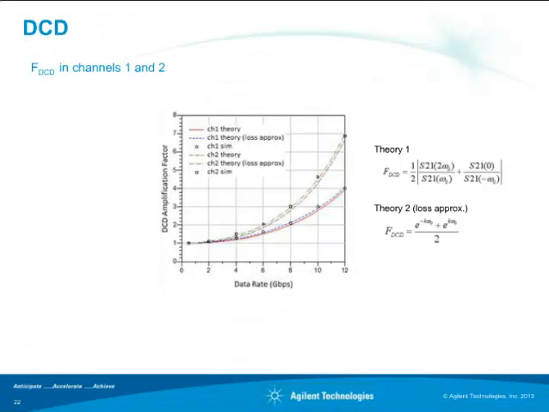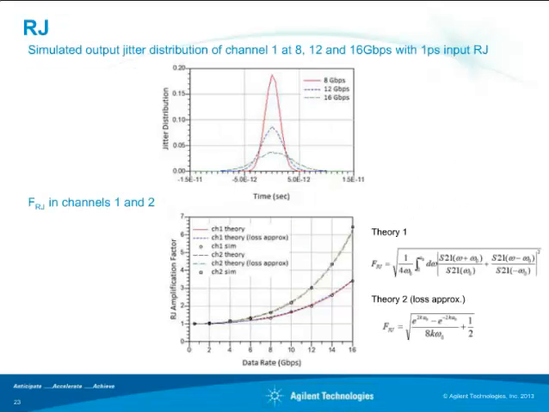Here is the result for DCD in channel 1 and 2 at different data rates. And again, we use 2 formulas to calculate the theoretical values, and these values agree with the simulation results pretty well.